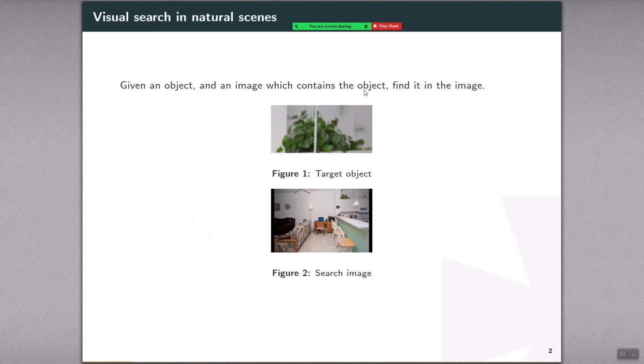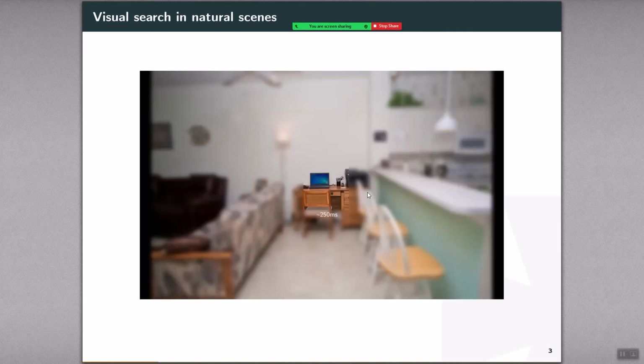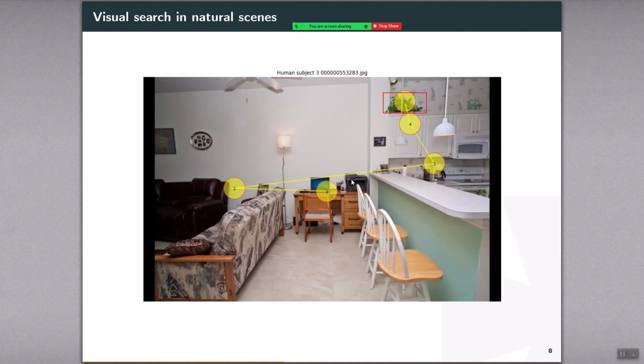Okay, so visual search in natural scenes consists of looking for a target object in an image that resembles everyday life. But when we look at a scene, we don't see everything in high definition, but rather there's a small portion of the eye, called the fovea, in which we are able to see high definition and the rest is kind of blurry. So when we look for a target, we move our eyes from one place to the other until we find the target. And this produces what we call a scan path, which is an ordered list of fixations.